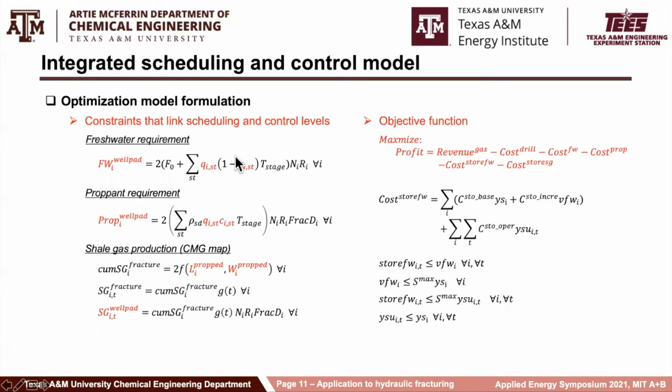To link the scheduling and control levels, the following equations are also specified. As mentioned before, the freshwater and proppant requirements are determined by the pumping profile, and the shale gas production is a function of the resulting fracture geometry. Here is the objective function. Note that in this study, we further consider planning decisions related to the freshwater impoundment, including the construction, the capacity, and the usage, all of which are used to formulate this impoundment cost.